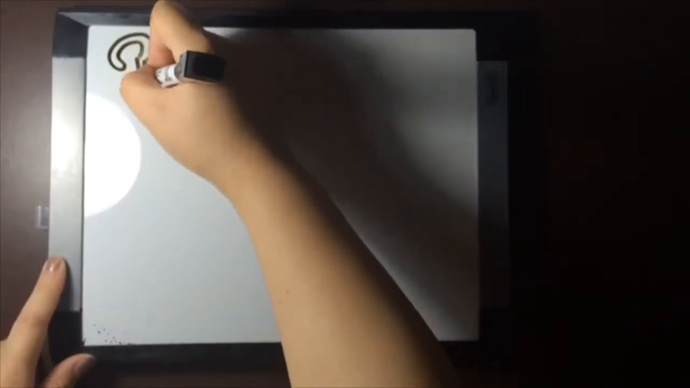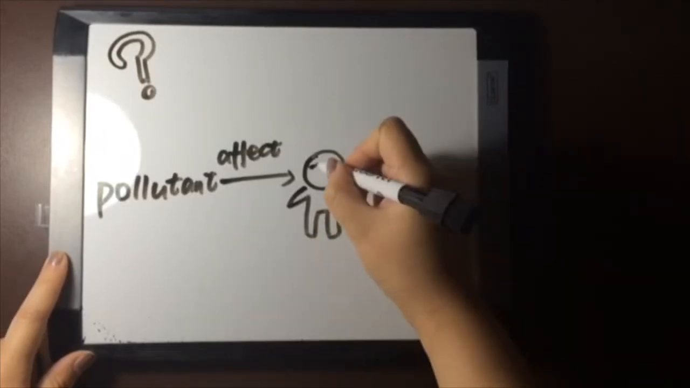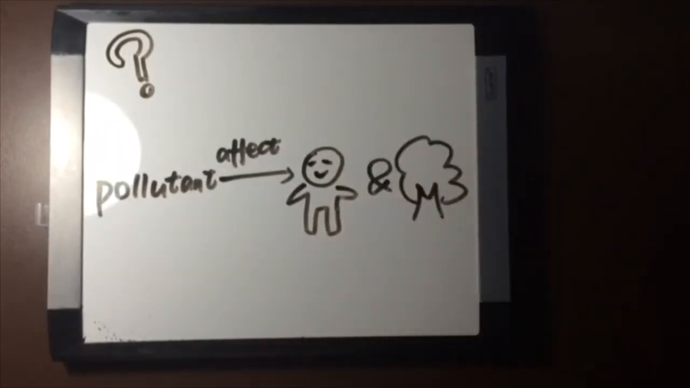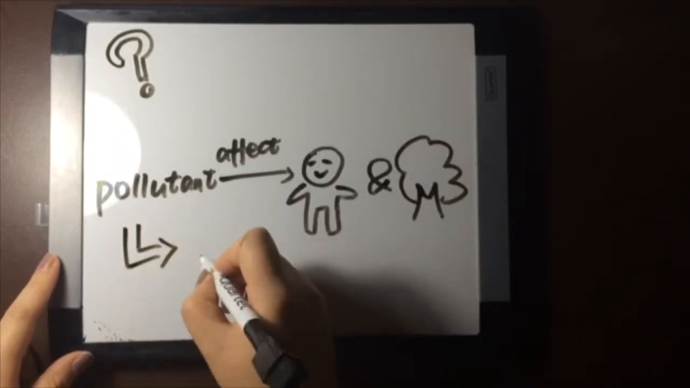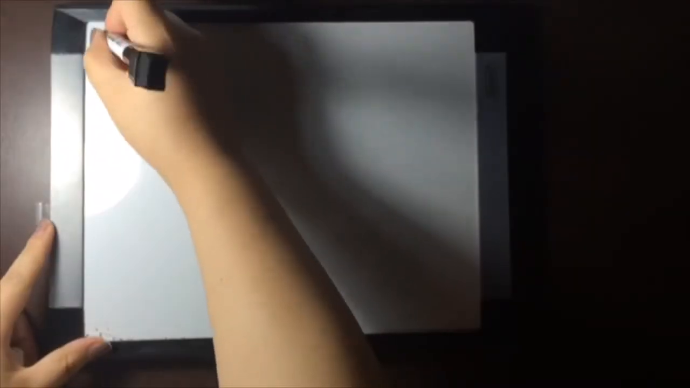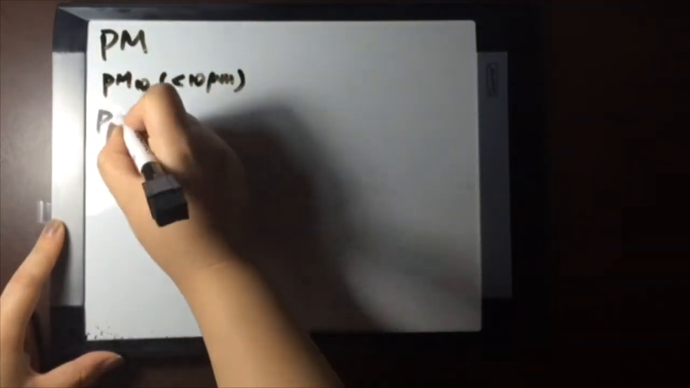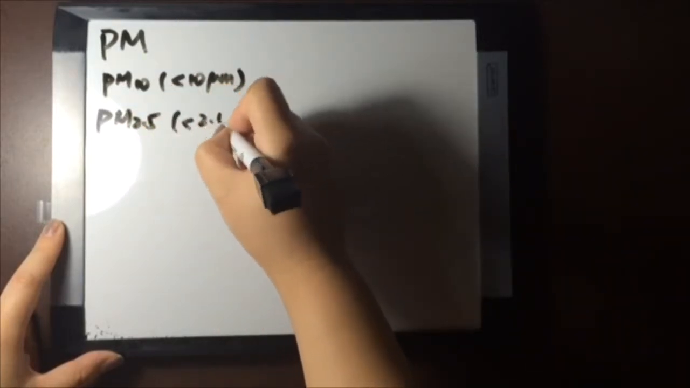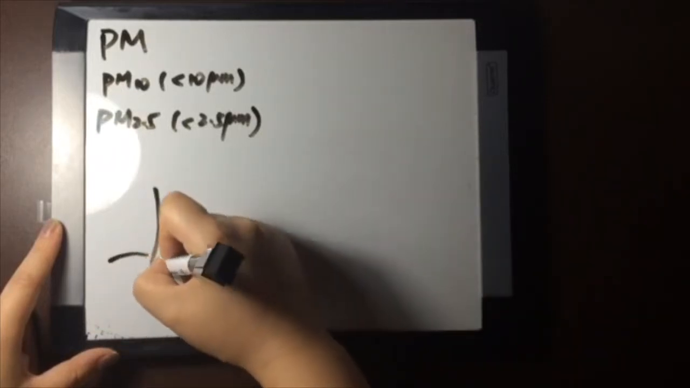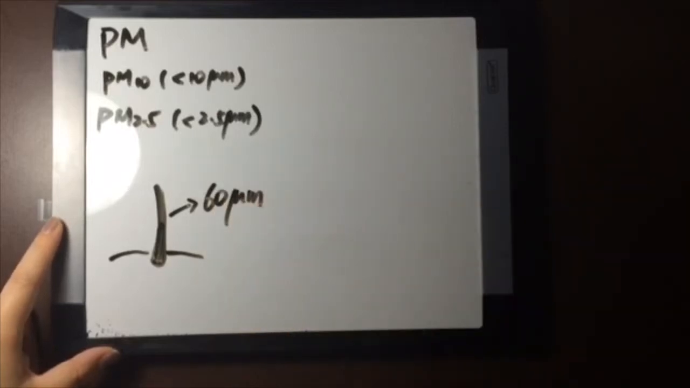And the question is, how do these pollutants affect humans and the environment? Now, assuming you have your answer, let's take two of these pollutants for example. They are PM and volatile organic compounds. PM means particulate matter. And what we care about these days are PM10, whose diameter is less than 10 micron, and PM2.5. Compare with our hair, which is 60 micron in diameter. So we can see how tiny the particles are.